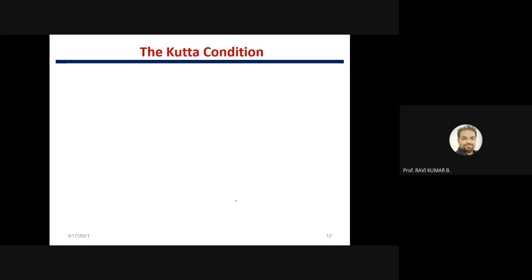Next one is Kutta condition, right? What is basically the Kutta condition? The general statement of Kutta condition is that flow should leave the trailing edge of an airfoil smoothly. That means there should not be any kind of generation of trailing edge vortices, right? If such a condition exists, in that case, you can say the Kutta condition is satisfied.